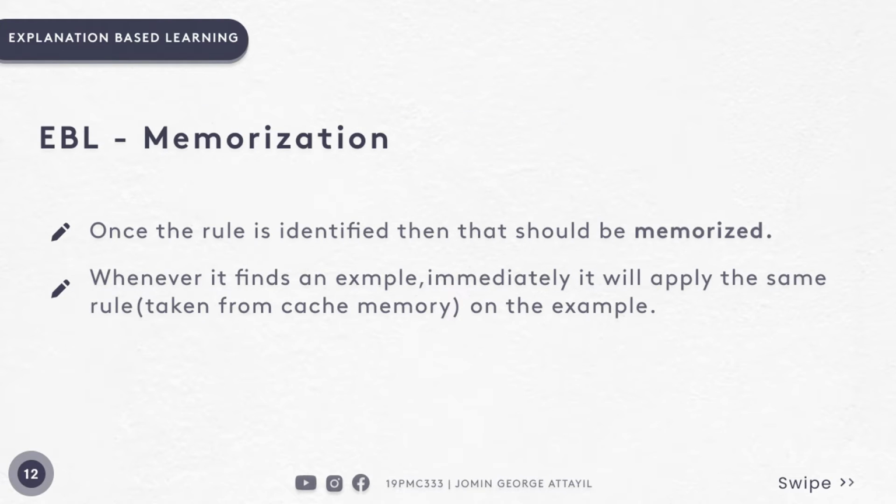Then explanation-based learning memorization. Once the general rule is identified, then immediately that should be memorized, that is stored in a cache memory. Whenever it finds an example, immediately it will apply the same rule that is taken from the cache memory on the example.